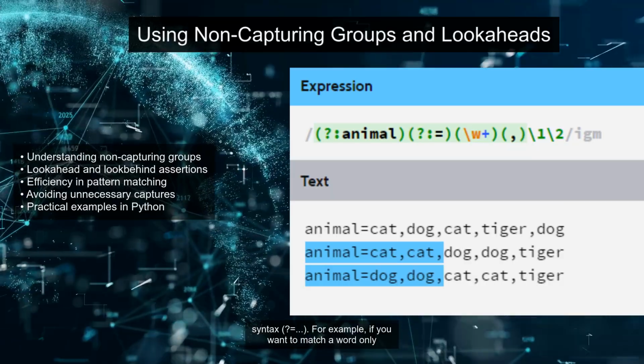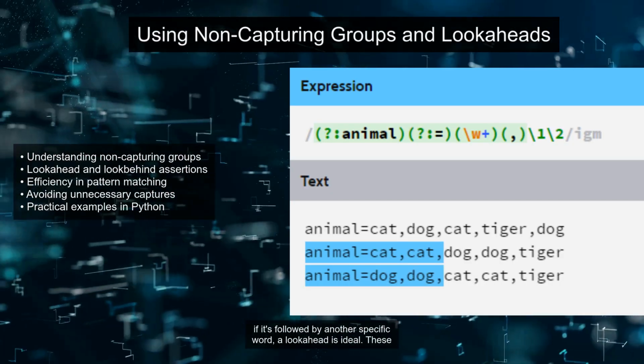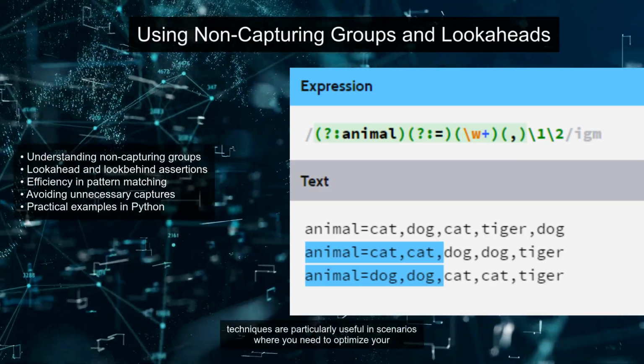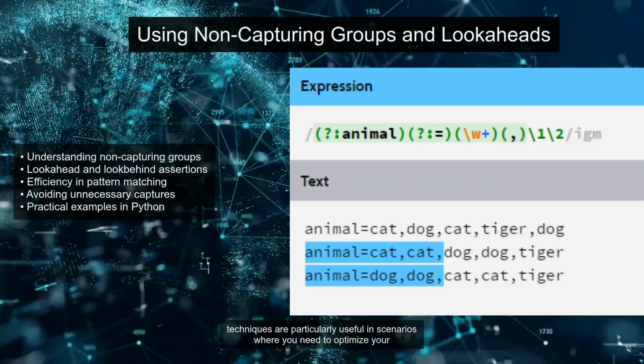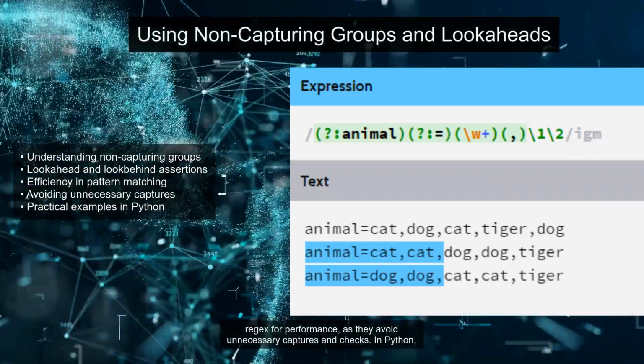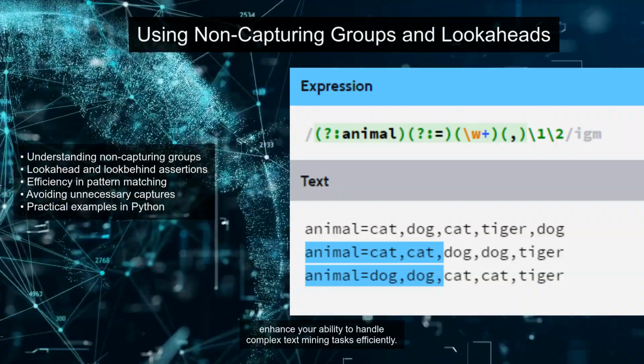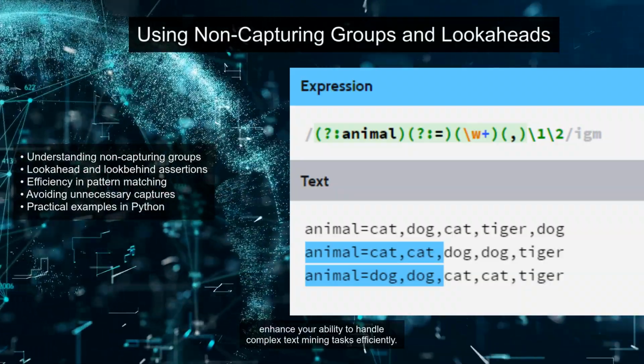For example, if you want to match a word only if it's followed by another specific word, a lookahead is ideal. These techniques are particularly useful in scenarios where you need to optimize your regex for performance, as they avoid unnecessary captures and checks. In Python, implementing non-capturing groups and lookaheads is straightforward, and these tools can significantly enhance your ability to handle complex text mining tasks efficiently.